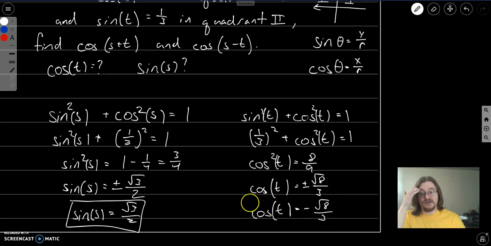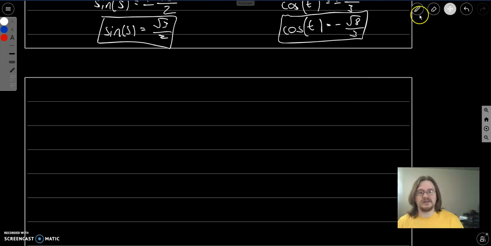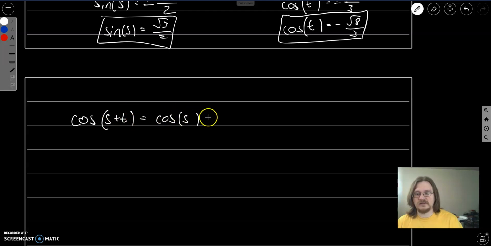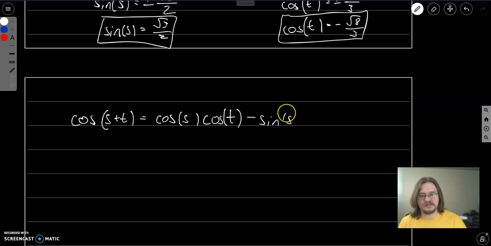So we now know the sine and cosine of both s and t. So let's just use our formula and finish the question. So if I want the cosine of s plus t, this is going to be the cosine of s times the cosine of t minus, we flip the plus to a minus, sine of s, sine of t, and now we just fill everything in.